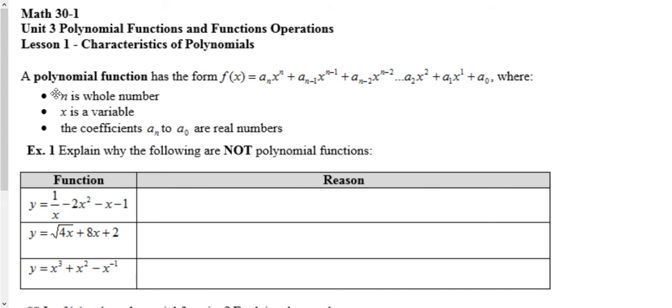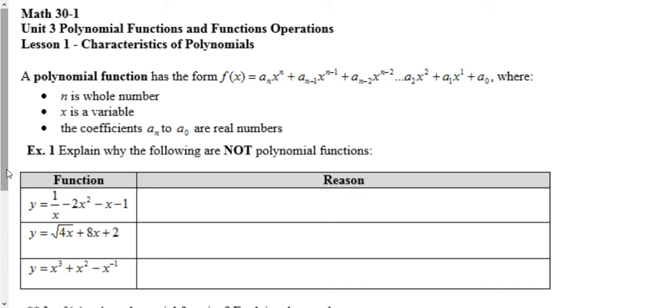So let's go through a few of our variables here. So we have n, which is always a whole number. So whole number meaning anything greater than 0. No decimals, no fractions. X is always going to be our variable. And then you have coefficients, a sub n down to a naught or a 0 there. Basically, these are only numbers. They could be any real number. There could be decimals, fractions. Usually we'll keep to whole numbers or integers at most.